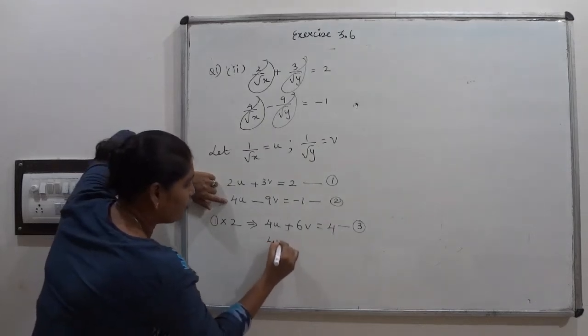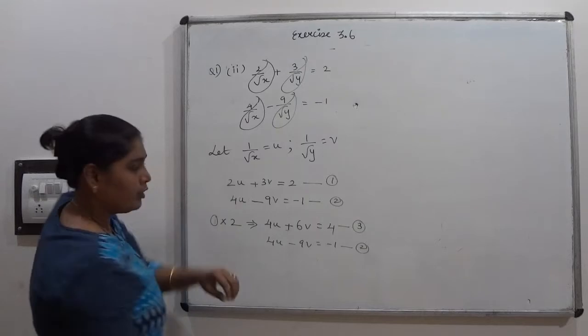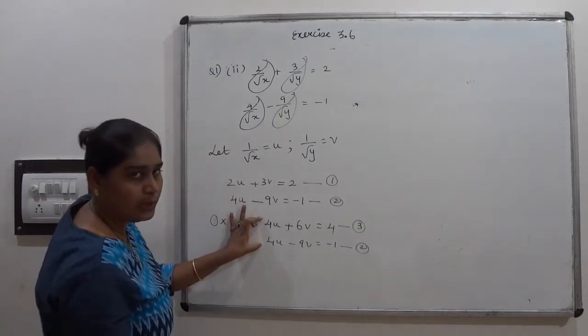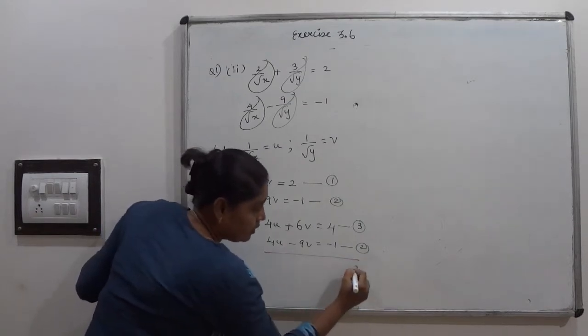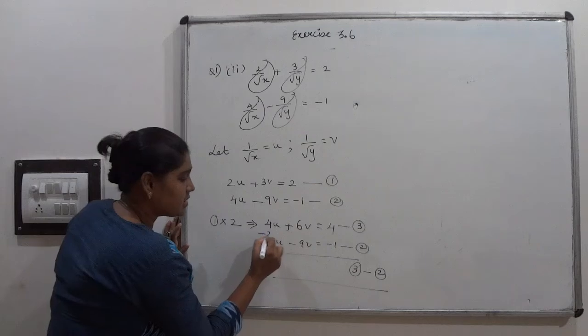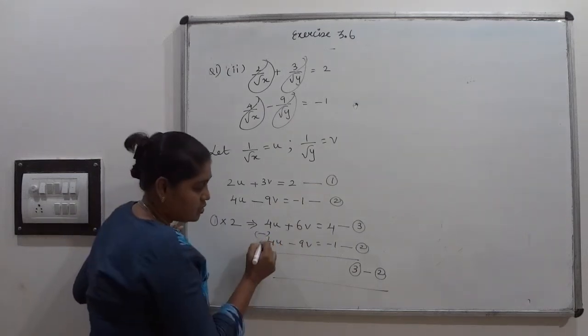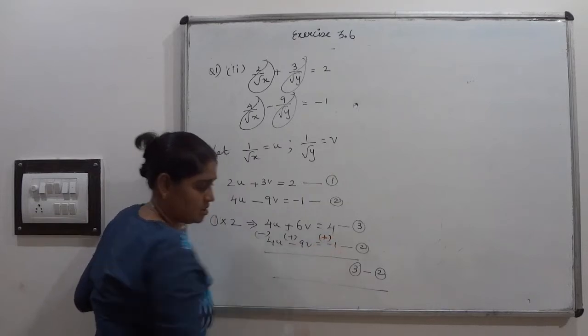Go for that: 4u minus 9v which is equal to minus 1. This is equation number 2. Now check the coefficient of u in both the equations. Both are equal, so we can eliminate them. So third equation minus second equation. You have to change the sign in the second equation. So plus changes into minus, minus changes into plus, minus changes into plus.